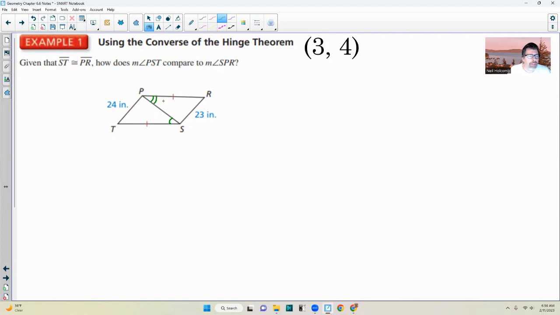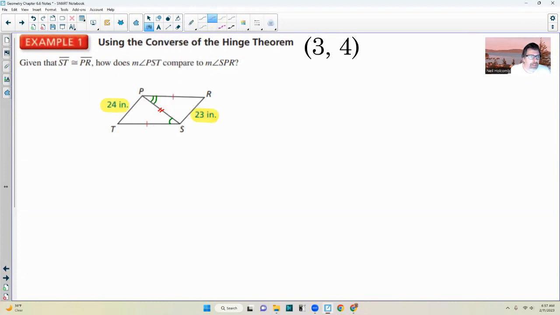Well, by the Hinge theorem, we need two sides congruent, but we have that PS is congruent to SP by the reflexive property. So now you should be able to see that in triangle PST, we have two sides congruent and an included angle that's opposite a side. And triangle PRS has an angle that's opposite a given side length and two sides. Okay, so it's obvious that 24 is greater than 23.